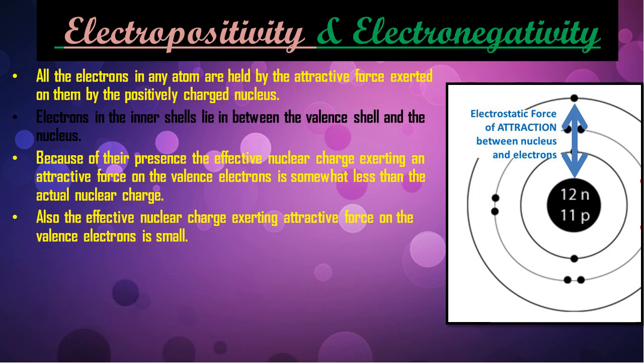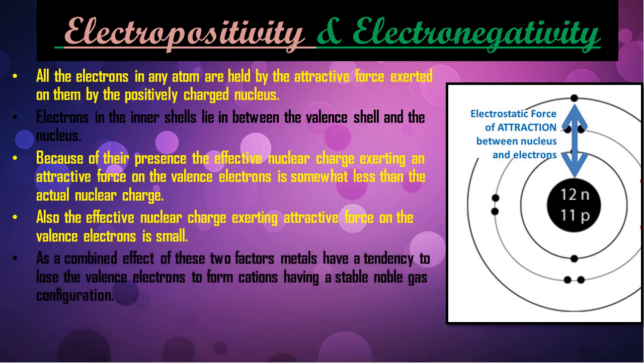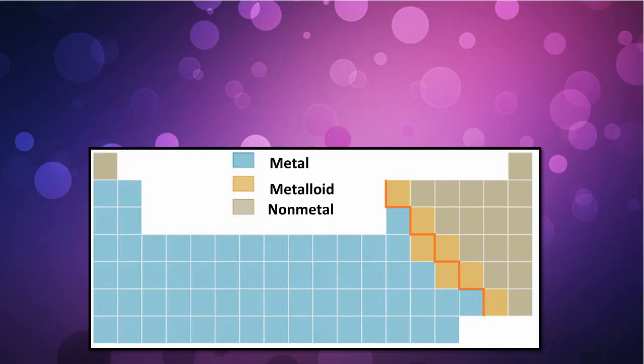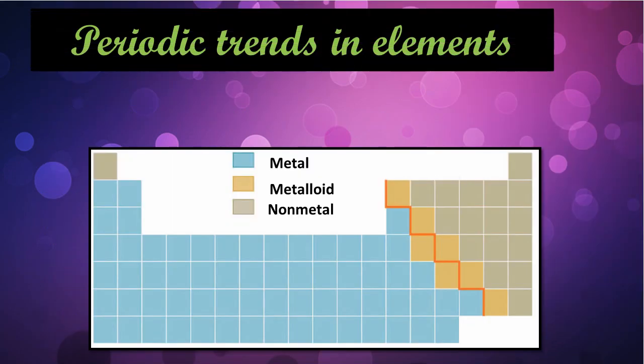a valence electron to form cations, having a stable noble gas configuration, and this tendency of an element is called electropositivity, which is the metallic character of that element. It means the metal has a tendency to lose electrons from its valence shell, and this is called electropositivity, and electropositivity is the metallic character of that element. So here are the periodic trends in an element.